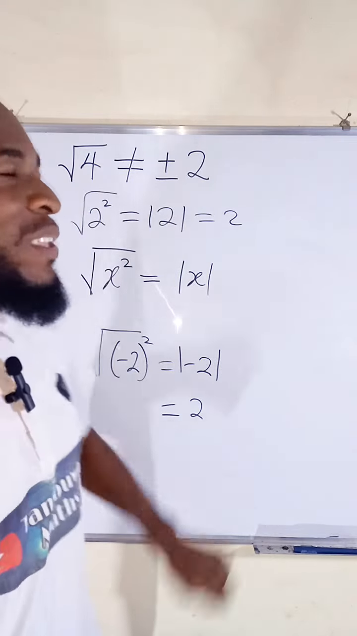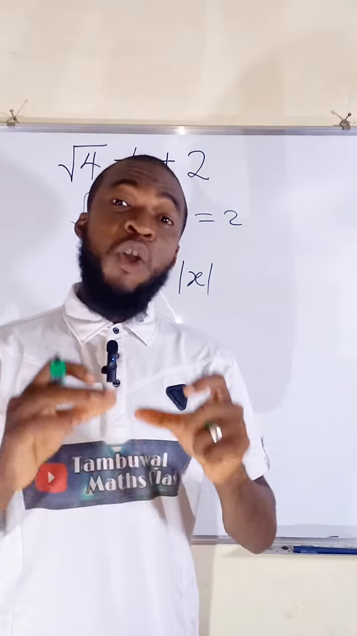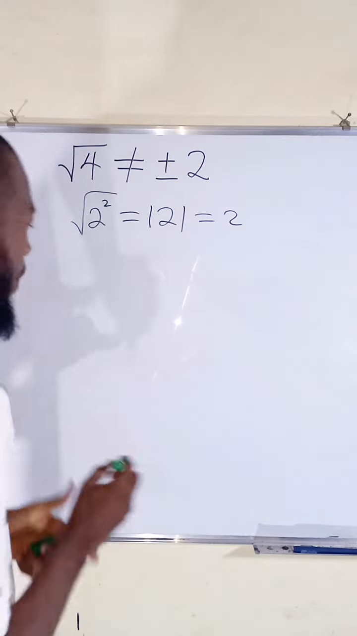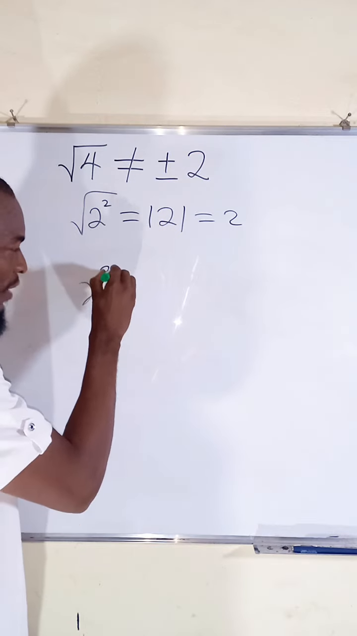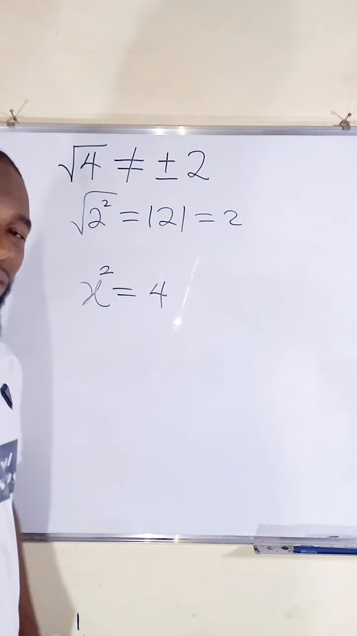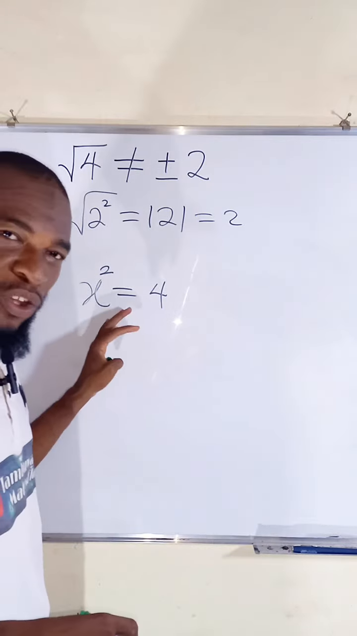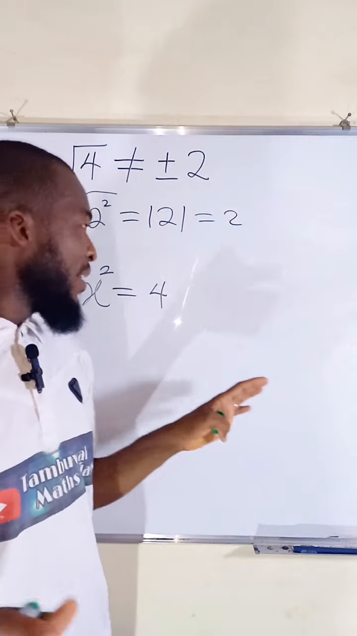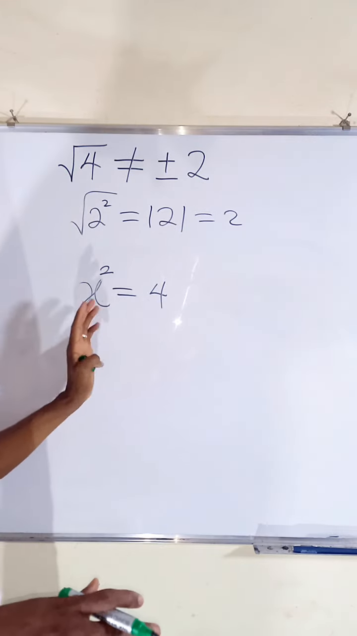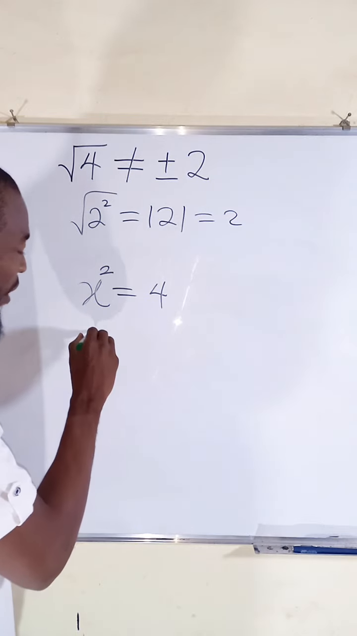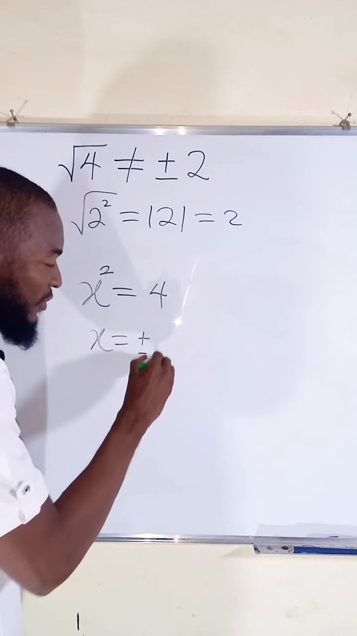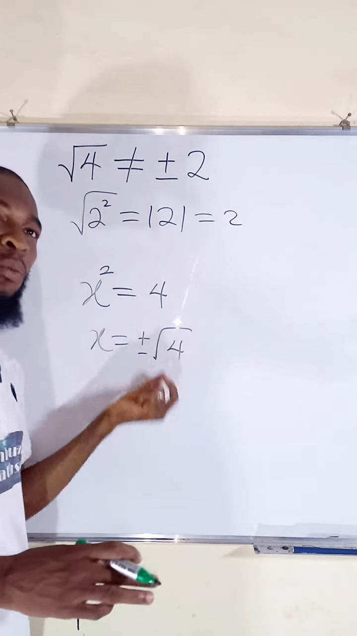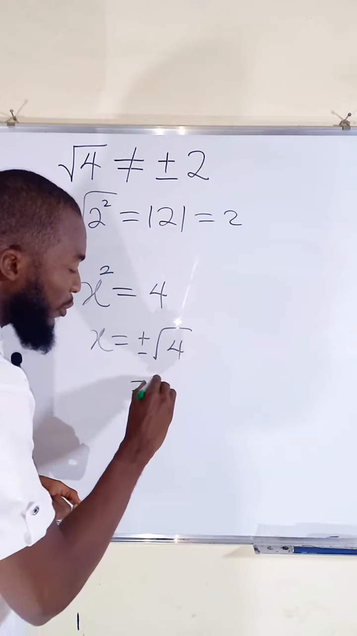But why do we even have this plus or minus? It can only occur in an equation. For example, if we have x squared equal to 4, please, you should understand that this is an equation. This is an ordinary number, a real number. They are entirely different things. To solve this equation, we're going to take the square root of both sides, right? This is why we have x equal to plus or minus the square root of 4. Square root of 4 is always 2, but we have plus or minus at the back. So this is equal to plus or minus 2.